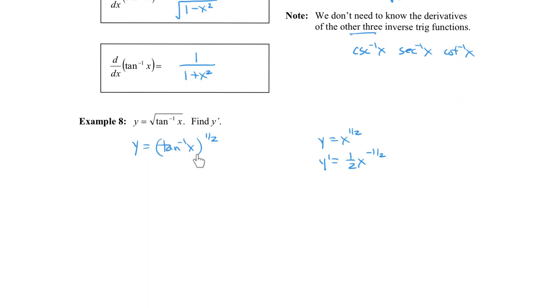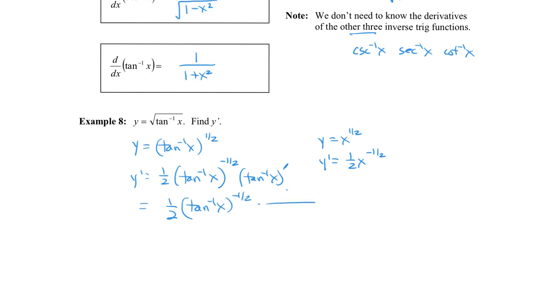And then the chain rule says, since this is not plain old x, you need to multiply by the derivative of that. All right, so we get y prime equals 1/2 inverse tangent of x, or arctangent of x, to the minus 1/2. Then the chain rule says, now multiply by the derivative of that thing. And that we just figured out. Or, well, maybe we didn't figure it out, but we just saw it up here. So that's the derivative of that. So that would be 1/2 inverse tangent of x to the minus 1/2 times 1 over 1 plus x squared.